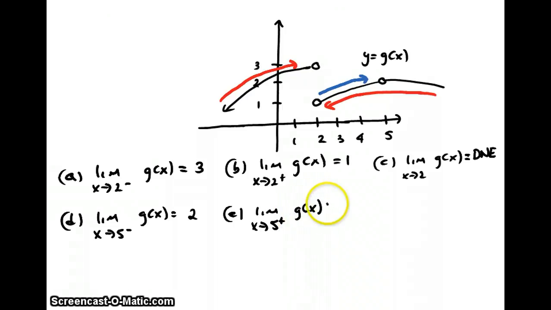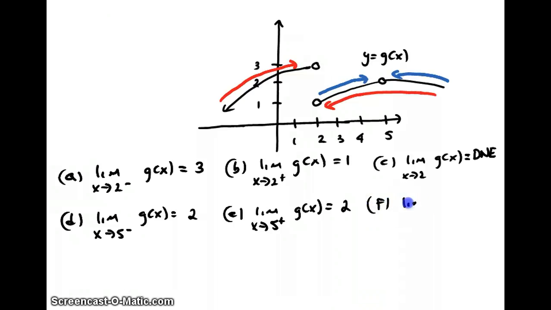we are getting closer and closer to on the function as we are getting closer and closer to a specific x value. So if we approach 5 from the right, we also find ourselves getting closer and closer to the y value of 2 on the function. So the right-hand limit is equal to 2.